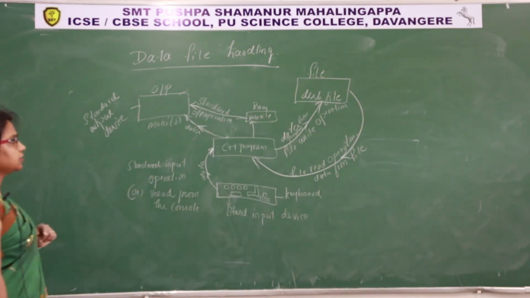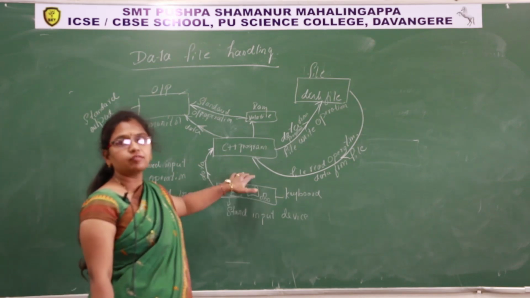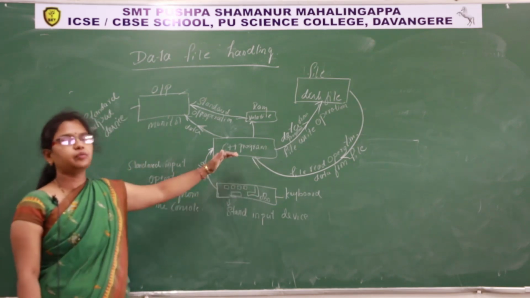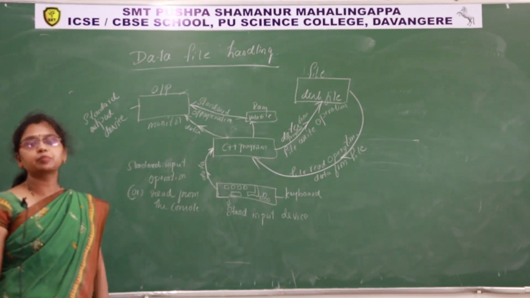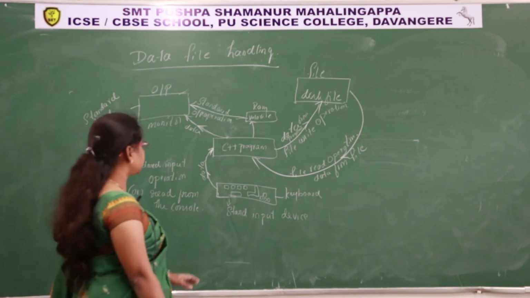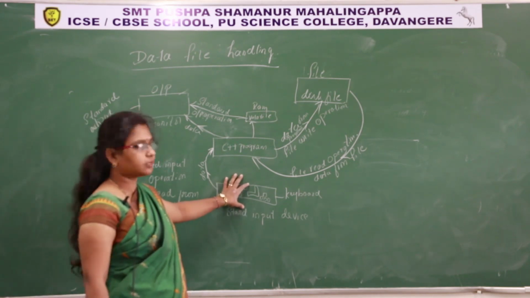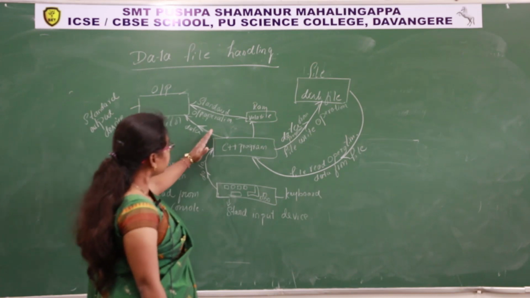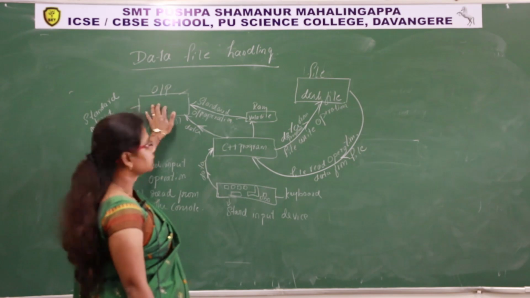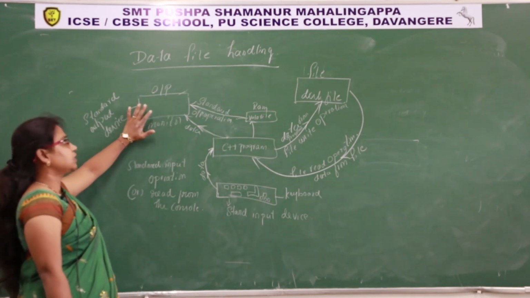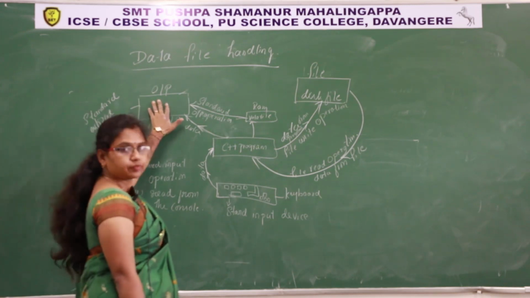Okay, see, so this is a keyboard. It is a standard input device. From the standard input device, if I give data to the program, that operation we call standard input operation, or read from the console. We are reading from the console, from the keyboard. If data is displayed on the screen from the program, this is called standard output operation, standard output device, monitor.